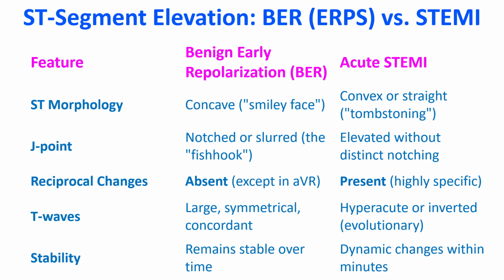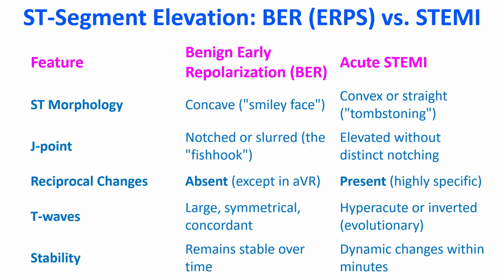Benign early repolarization, also called early repolarization syndrome, is perhaps the most frequent mimic of an acute myocardial infarction. Comparing the morphology of ST, it is concave in early repolarization, while it usually is convex or straight, or sometimes tombstoning, in acute STEMI. The J point is notched or slurred, a fish hook-like appearance, in early repolarization, while it is elevated without distinct notching in acute STEMI. STEMI is ST elevation myocardial infarction.